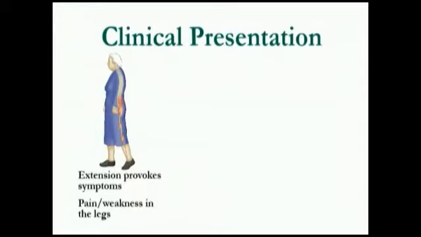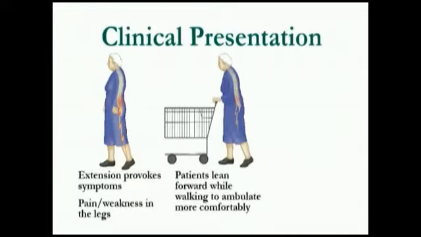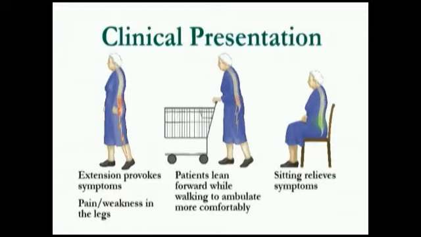The first lady is walking and standing erect. This causes her spinal canal to become compromised, producing pain, weakness, and cramping in the lower extremities. The lady in the middle is walking bent forward. This opens up the spinal canal, relieving her symptoms. You can see the third lady, who is sitting, is also slumped forward. This allows the spinal canal to open and decompresses her neurological elements.